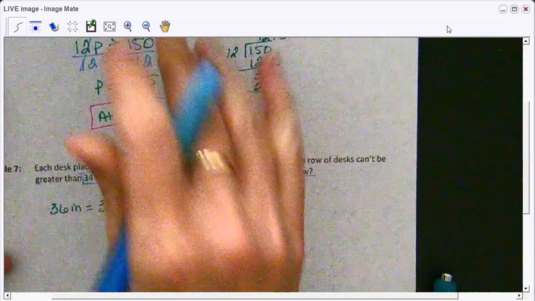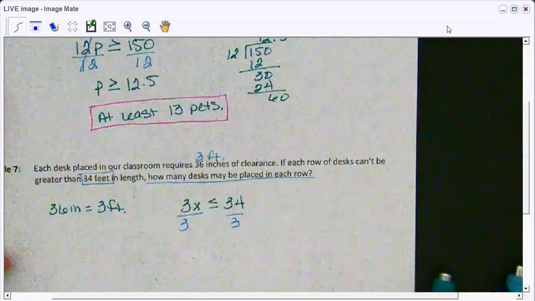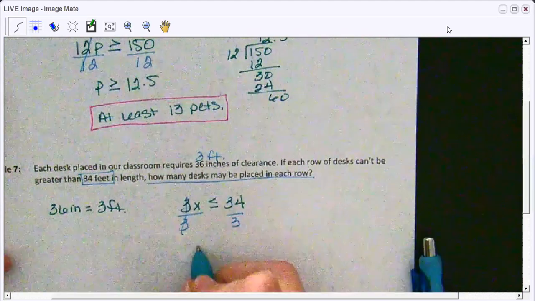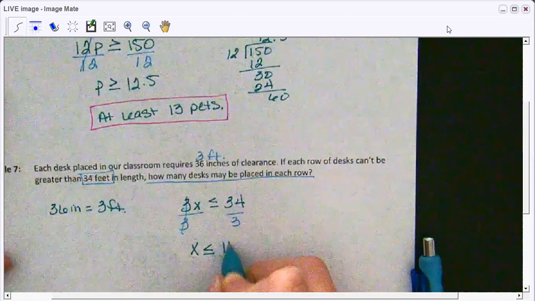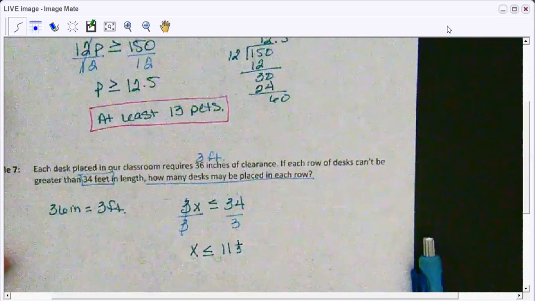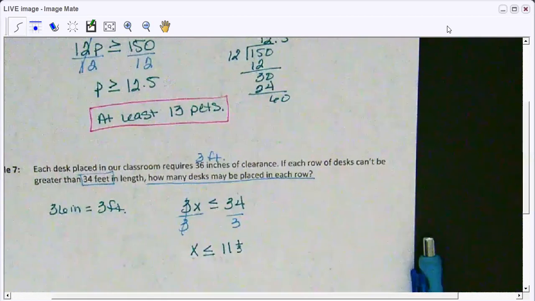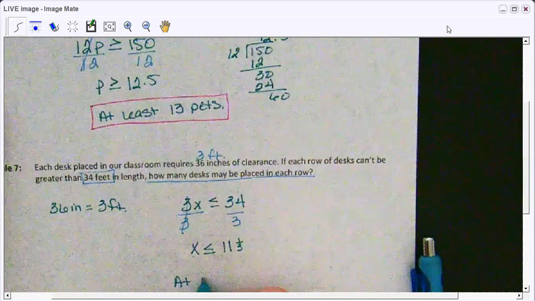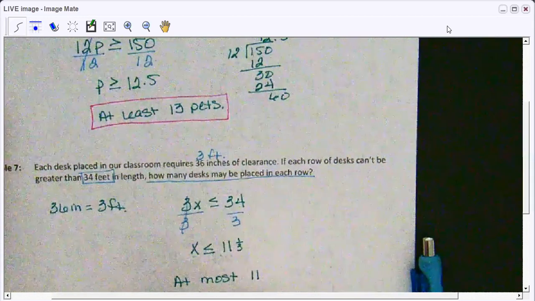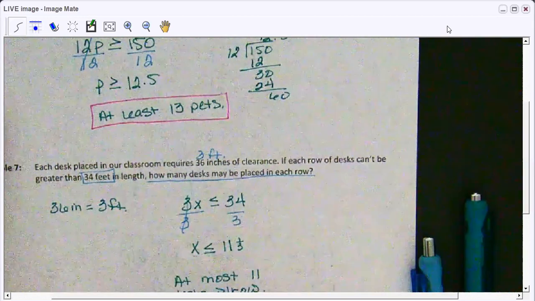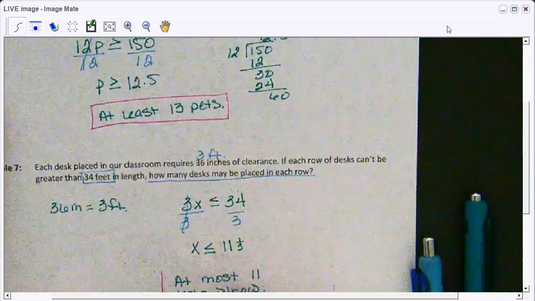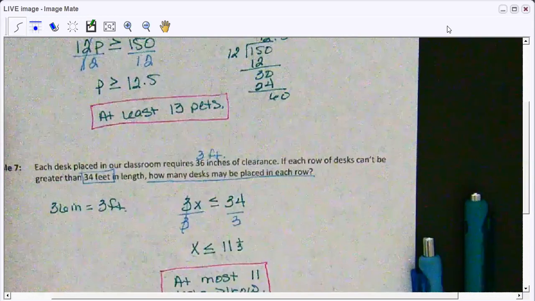This is another one like the pets. You can't have half a desk, right? But this one is a tad different. So x is less than or equal to 11 and a third. Okay. Can we have a third of a desk? Do we have room to fit another whole desk? No. So it's at most 11 desks per row. So at most 11 desks per row. Okay. So that concludes lesson 4.5.